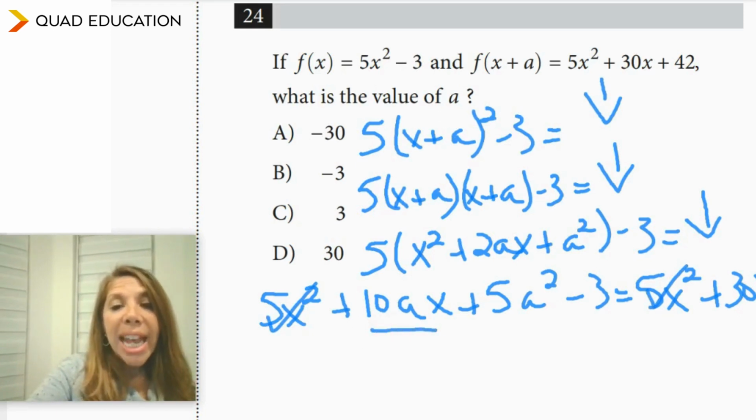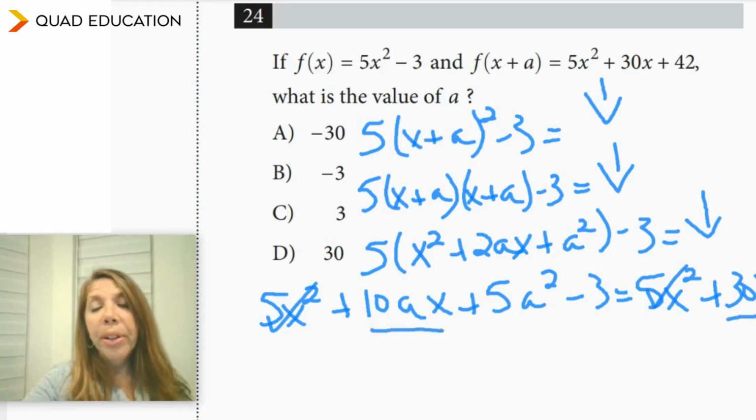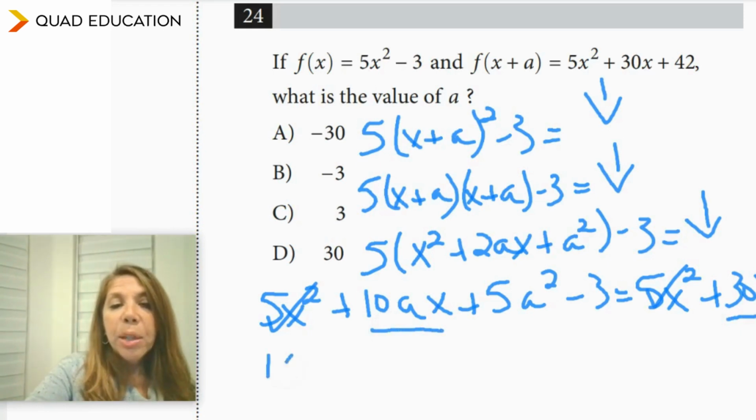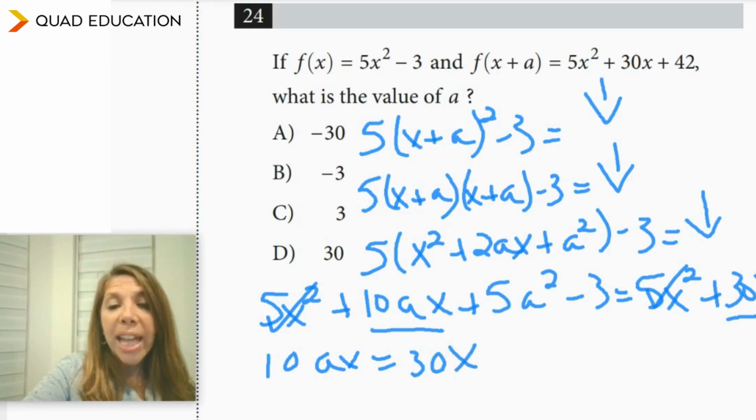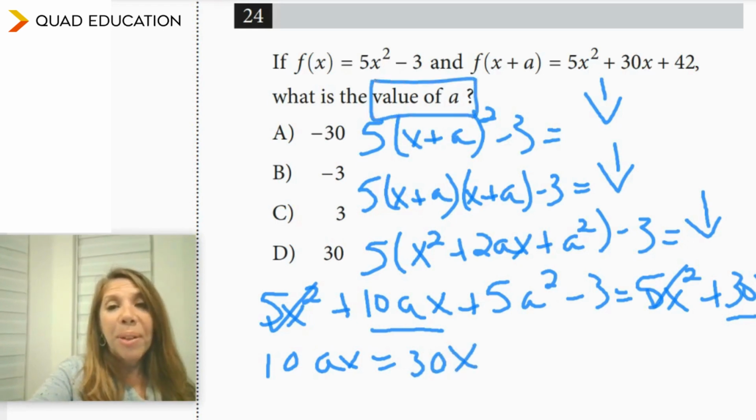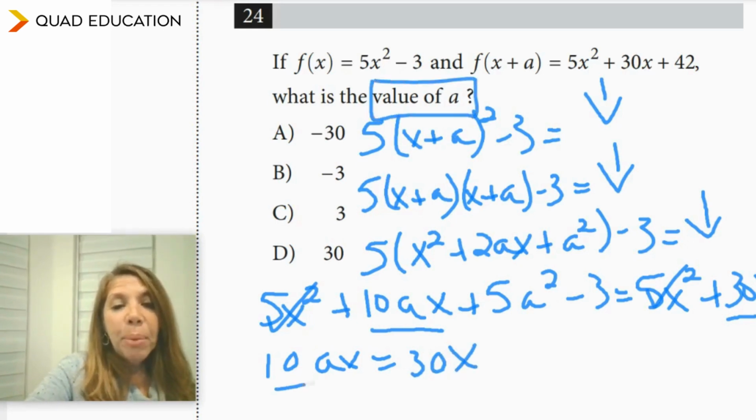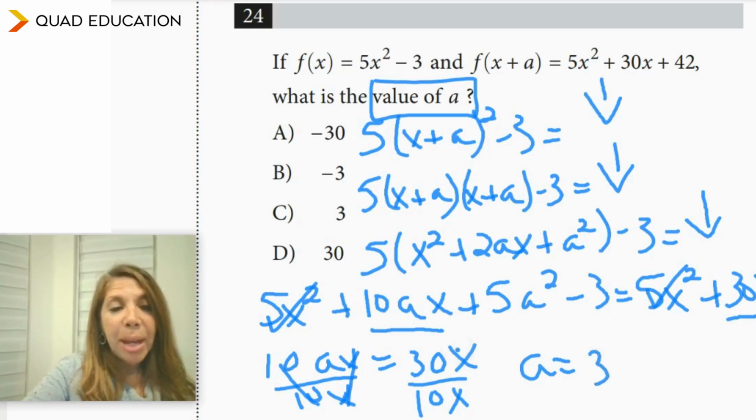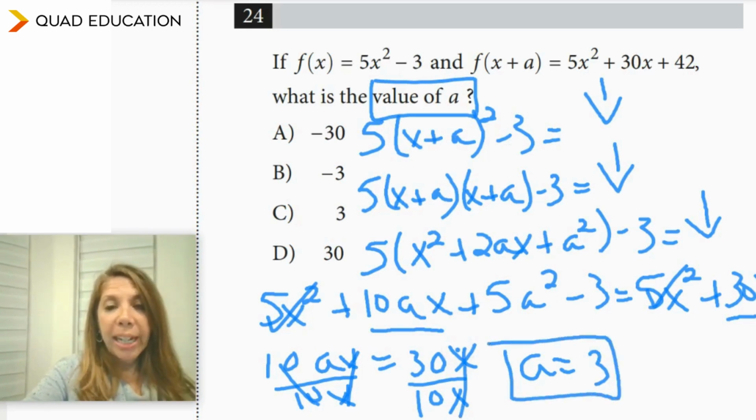So now our 10ax has to equal 30x right over there. So 10ax equals 30x. We can now solve for that a because that's what we were setting out to do. To do that, we would divide both sides by 10x so that the 10 and the x would cancel out. And that would give us a is equal to 30 divided by 10, which is 3, and x divided by x is 1, that cancels out. So our a would be equal to 3.